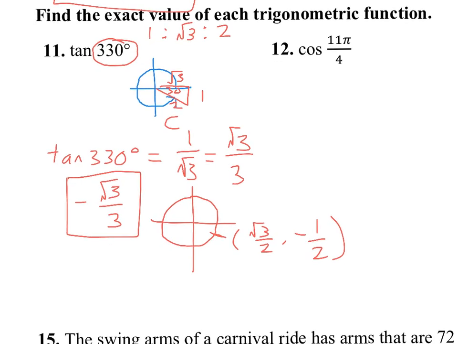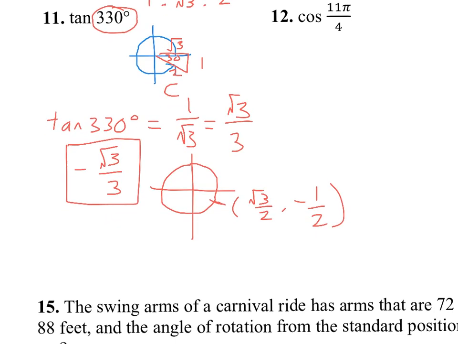So now tangent is not the y. It's also not the x. It's y divided by x. So we take negative 1/2 and we divide by rad 3 over 2, or multiply by 2 over rad 3. So we get negative 1 over rad 3, which rationalizes to negative rad 3 over 3.